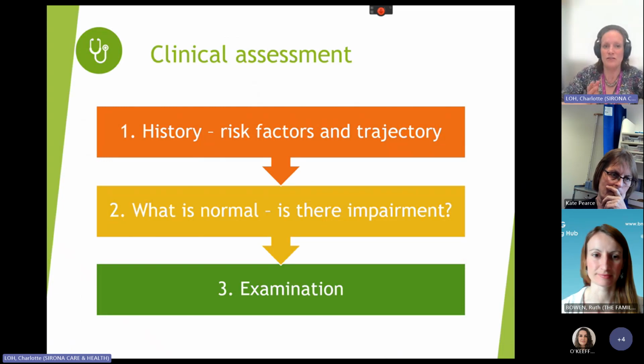So there are 3 parts of clinical assessment. One is your history, and then the second part, an extra part really for developmental assessment, is thinking about what is normal and is there any impairment? Is the development actually okay? Is it not? And then thirdly, examination. Assessing whether it's normal or not will feature examination and history elements.